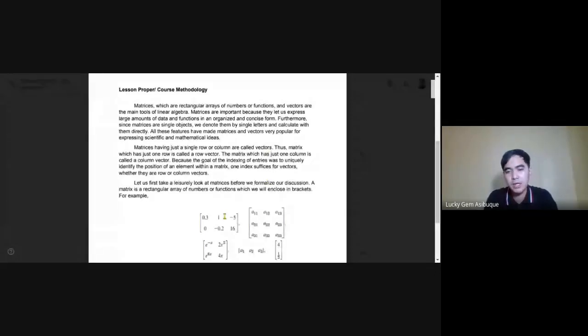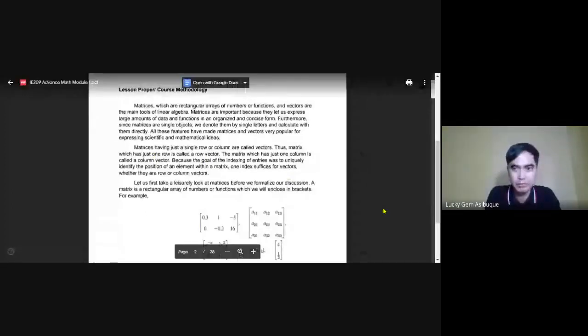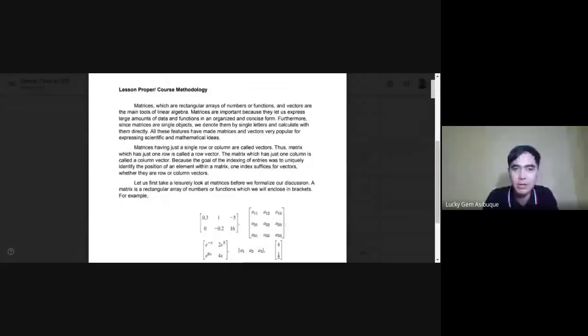Kasi pwede natin i-represent guys yung isang matrix ng single object. Halimbawa, parang set lang. Set A, parang ganun. Pero dito, matrix A, matrix B. So big letter or capital letter. All these features have made matrices and vectors very popular for expressing scientific and mathematical ideas. Okay, so gamit na gamit yung concept ng matrices. So matrices having just a single row or column are called vectors. Yun nga yung kanina, kapag makita kayo ng isang row lang, okay, o isang column lang na matrix, vector ang tawag sa kanya. Okay, so syempre, kapag isang row, ang tawag sa kanya ay row vector. Diba guys? Then kapag column naman, ang tawag sa kanya ay column vector.